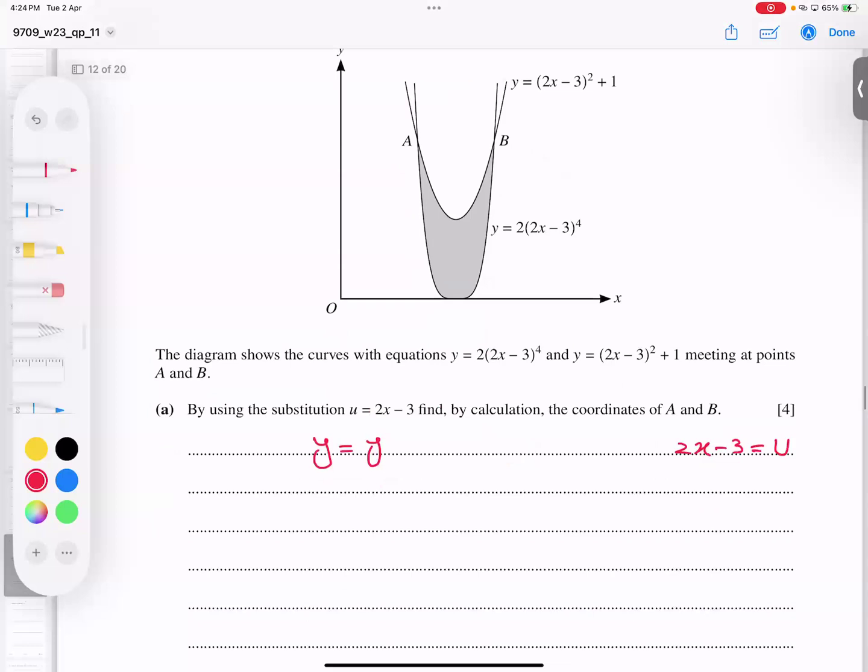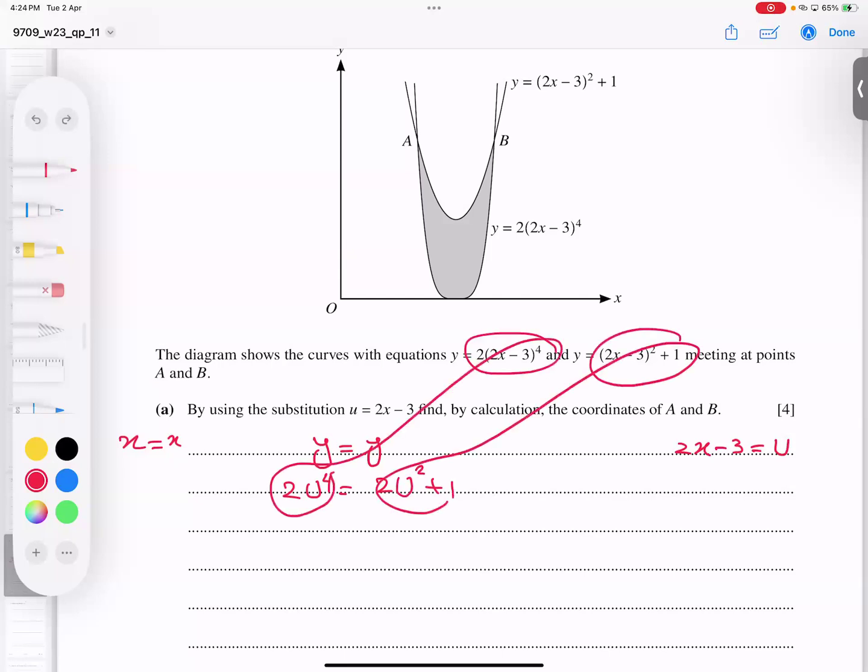Why put y equal to each other? Because they are intersecting. I have two options, x equal to each other or y equal to each other. X is hard to do now, and y is easy. So I'm putting 2u to power 4 equal to 2u to power 2 plus 1. This came from here and this came from here.